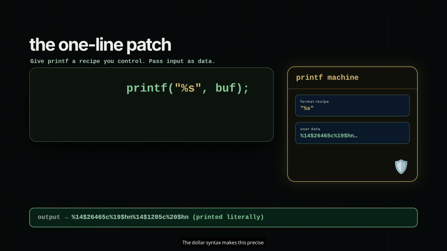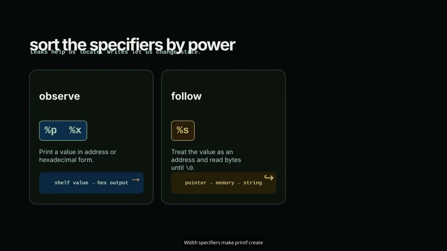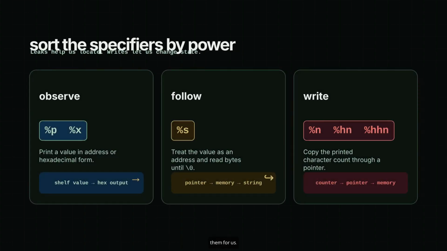The dollar syntax makes this precise. Non-positional tokens walk one shelf slot after another. %19$hn jumps directly to slot 19. %20$hn jumps to slot 20. And because scanf("%24s", buf) stops at white space, we do not type literal spaces. Width specifiers make printf create them for us.